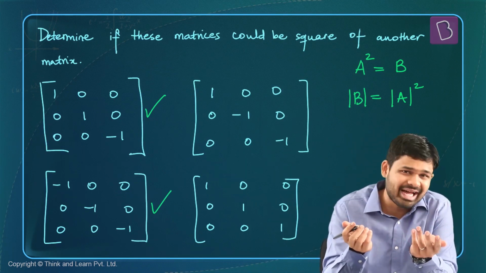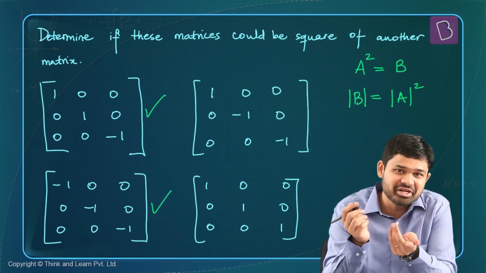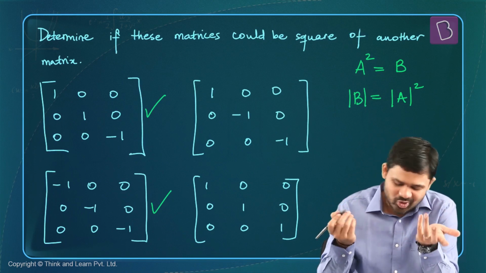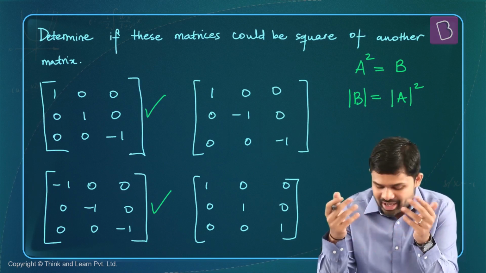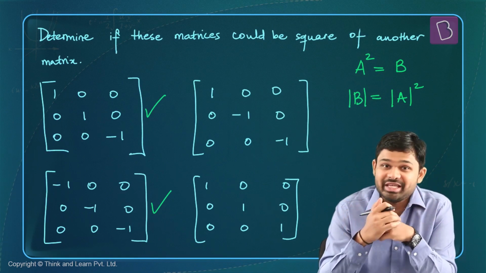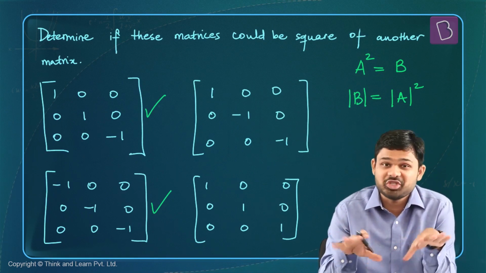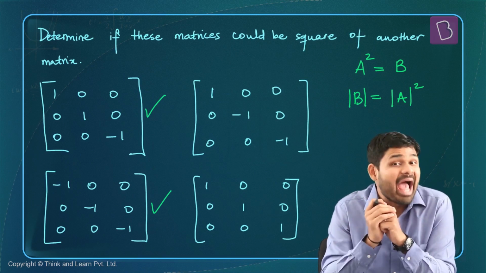And the fourth one, well, that's an identity matrix, and we know that the identity matrix is a square of itself. So that was definitely something that we wouldn't have marked anyway, because we already know that the identity matrix is the square of itself. So this is how we solve this question without lifting the pen at all.